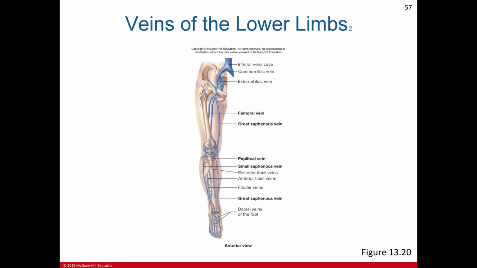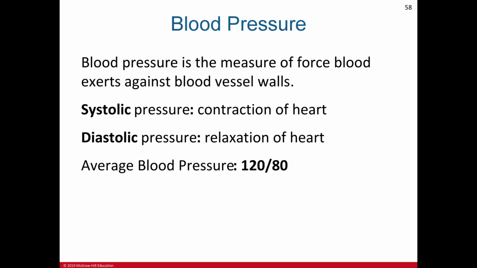Next is the popliteal vein. Again, it drains the blood from the knee near the patella and empties into the femoral vein. So we are done with our arteries and our veins.